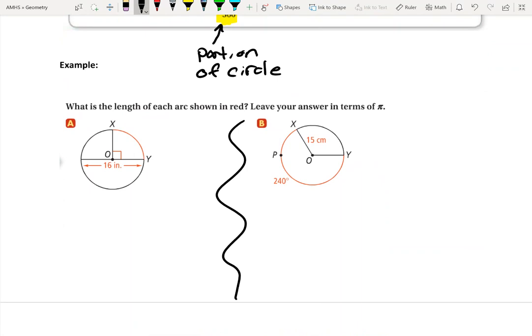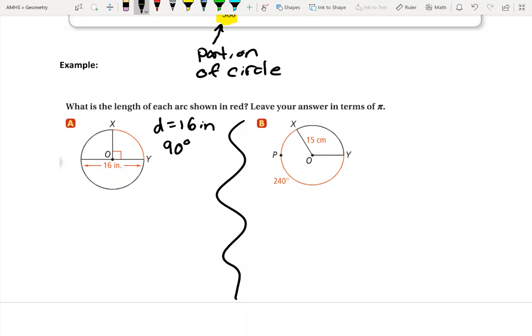So our first one, A, the arc that we're looking for is this minor arc between X and Y. Our diameter is 16 inches. So I have diameter equals 16 inches. And notice I have a right angle marked here. That means the central angle is 90 degrees.